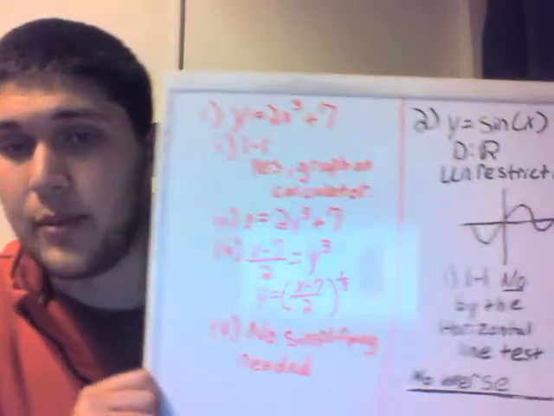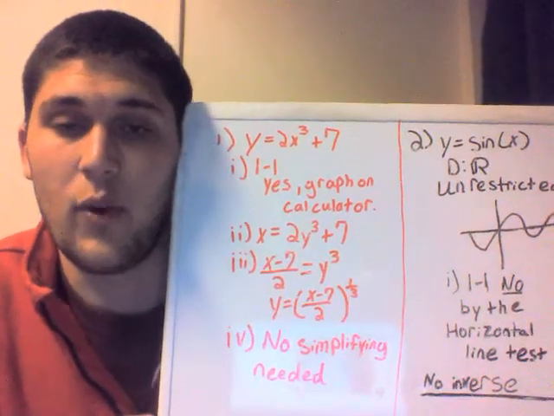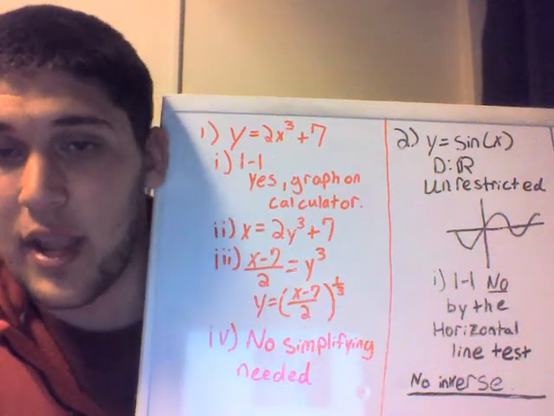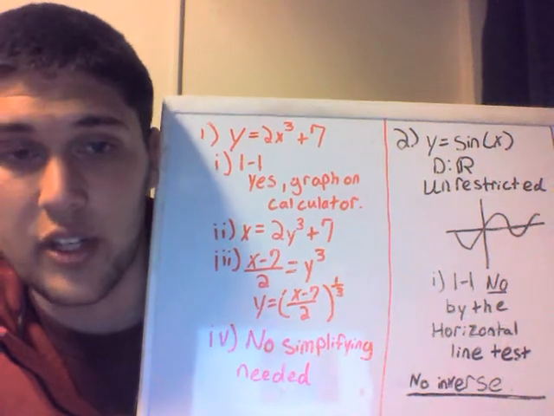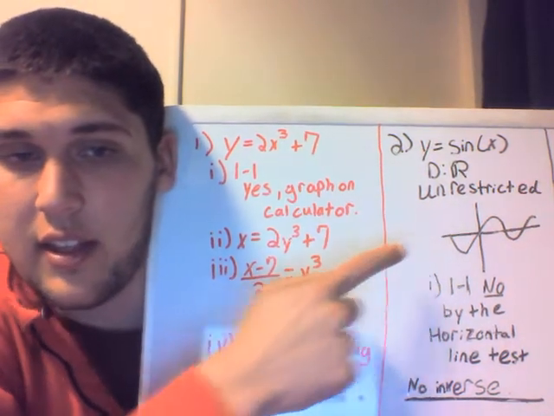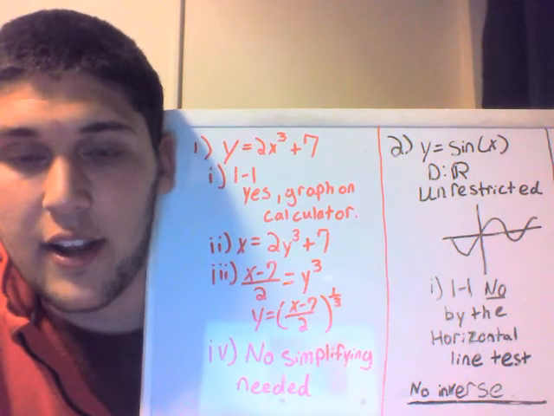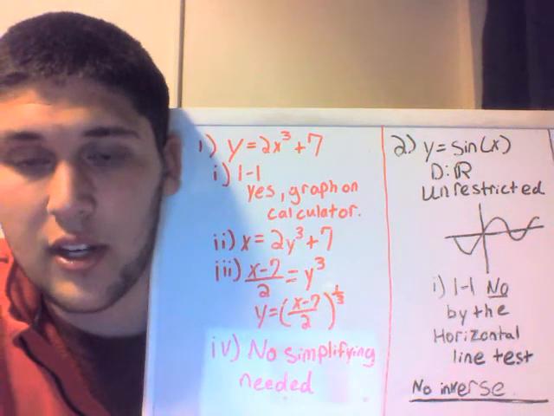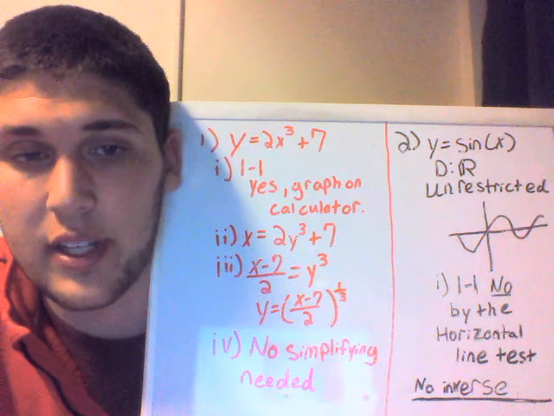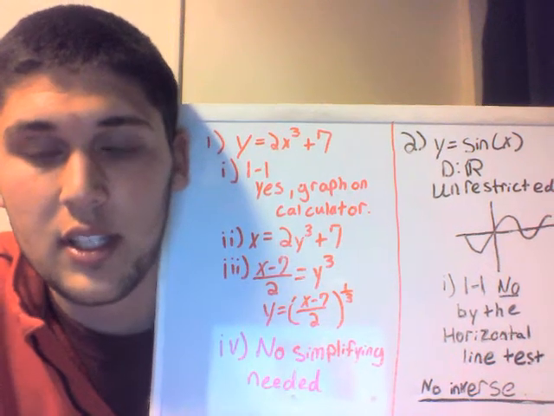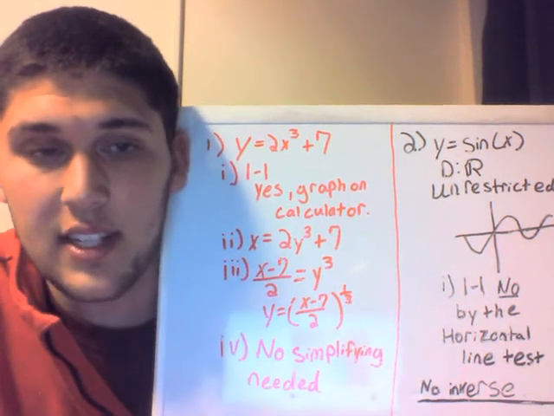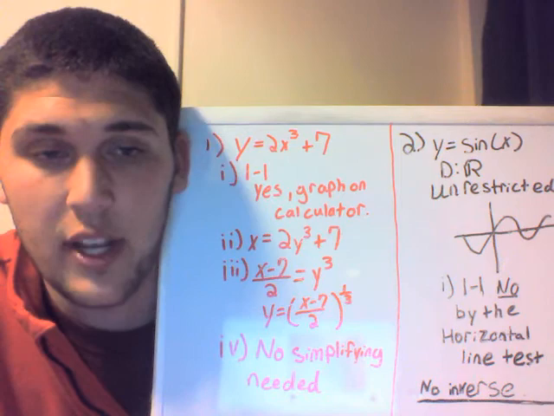So in the second example, you have y equals sine of x. The domain here is all real numbers, so it is unrestricted. So you have this graph right here, and from there you can see it is not one-to-one because a horizontal line will touch that graph in more than one place, on multiple lines. So since it is not one-to-one, it fails the horizontal line test, and therefore it has no inverse.